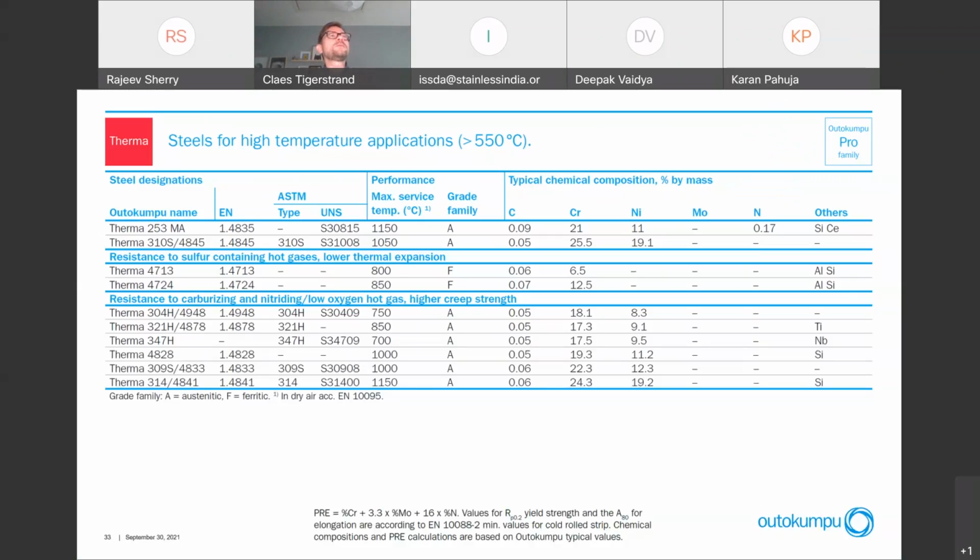So this is what we can offer for the Therma range. In the middle there, you have the ferritic high temperature grade, which was not included in the slide I just showed you, but there are some special grades there that are ferritic, and they are good to be used if you have a sulfur containing environment or sulfur containing gases. They work very good. But otherwise, the most commonly used grade here to promote is the one at the top, the 253 MA, that can be used at very high temperatures.